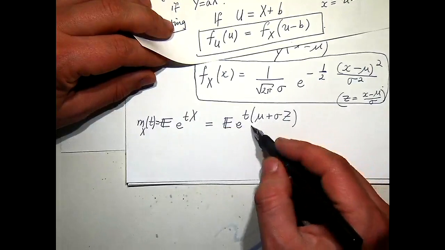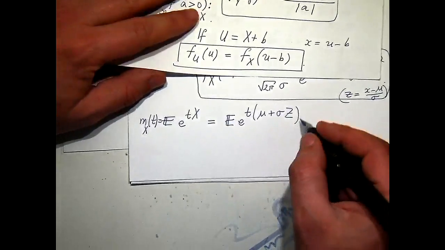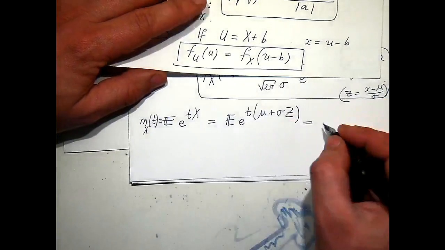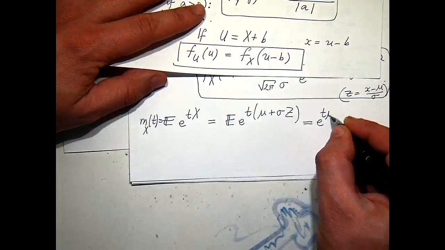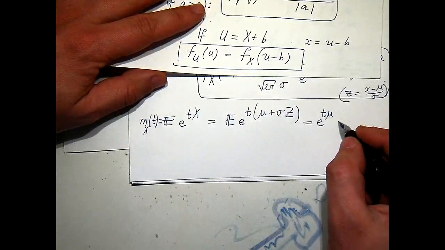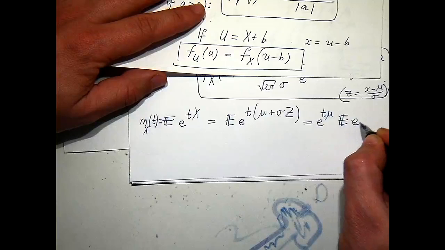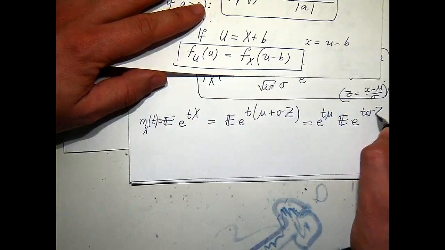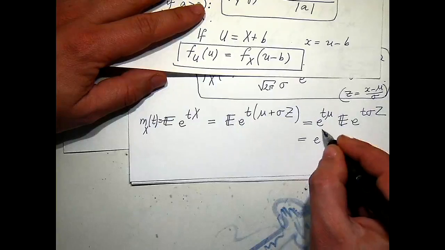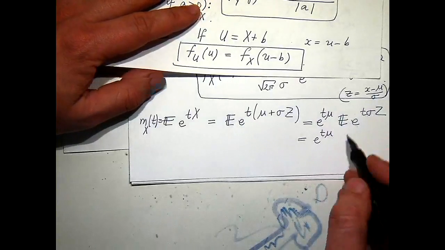Any Gaussian or normal can be expressed in terms of the standard normal by putting mean plus standard deviation times that. So that is e to the t mu as a common factor. It can be brought out the front, expected value of e to the t sigma z. Okay, so that's e to the t mu.